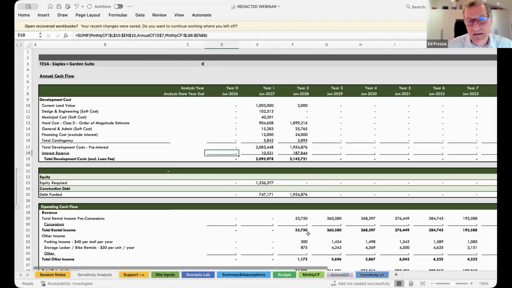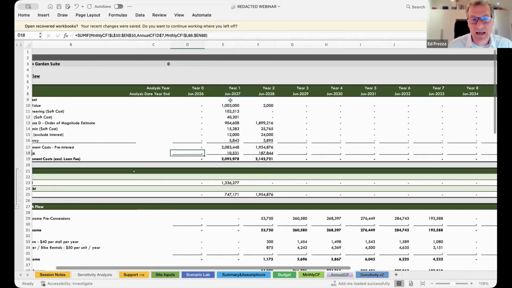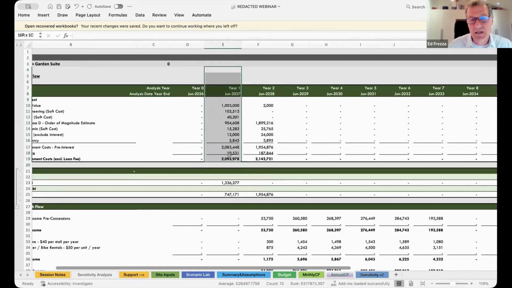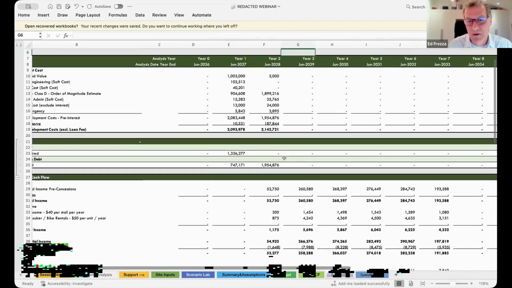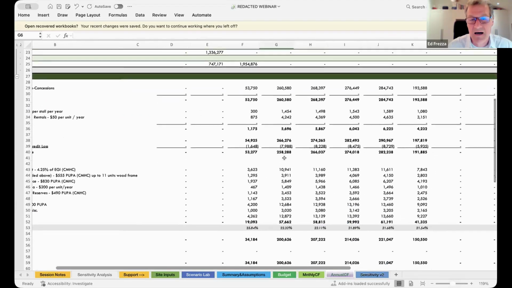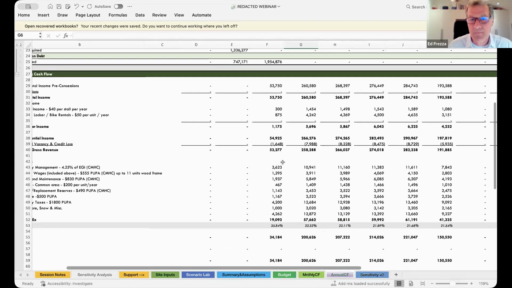So you can see year 0, nothing happens. Year 1, we spent money on the land, we spent money on engineering, et cetera, et cetera. Year 2, we finished constructing. And year 3, part of year 2, and then year 3 for sure is the beginning of the hold period.